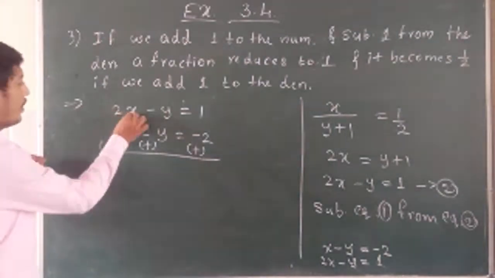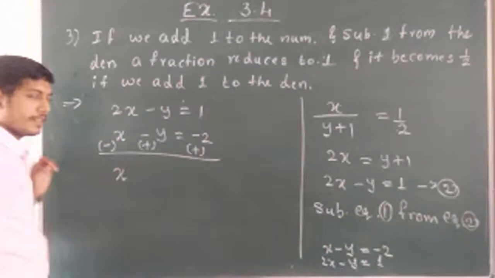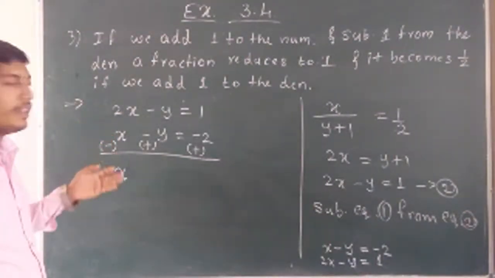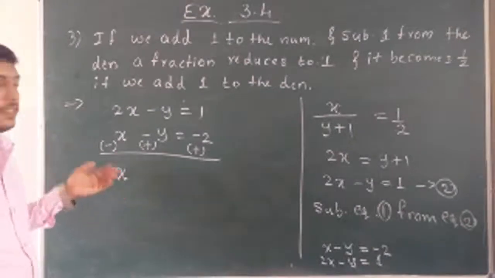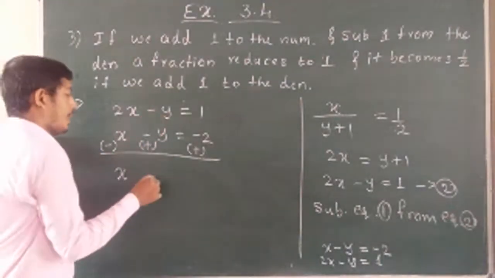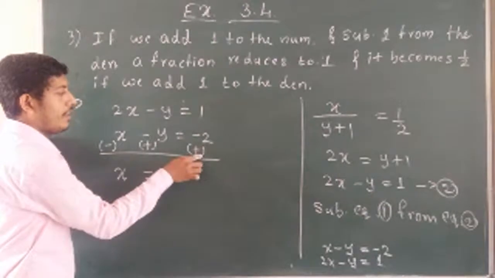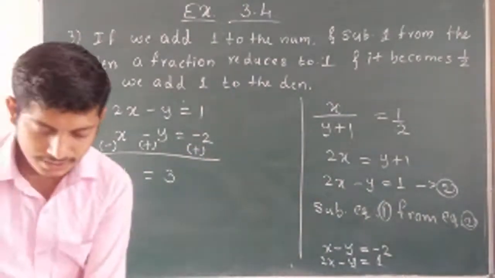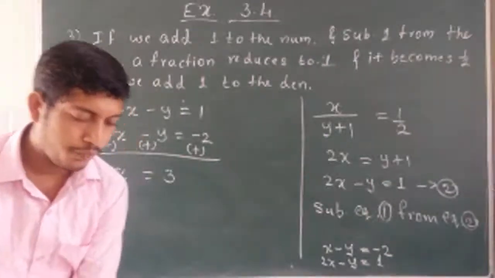So 2x minus x becomes x, because they are like terms, but the sign is different. Therefore, we can subtract the terms easily. Then minus y plus y becomes 0, and that equals 1 plus 2, which becomes 3. So the value of x we got is 3. Now we have to find the value of y.